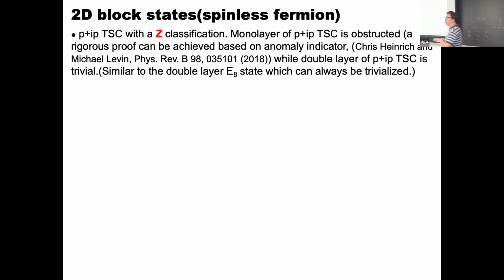In principle, on this 2D block, we can also decorate this p plus ip state, which has a Z classification. But it turns out it's obstructed for this case. For some other cases, we can indeed decorate this Z, and it's also very important to construct this crystalline TI. We sometimes also decorate this kind of integer quantum Hall state. But here in our simple example, we don't need to worry about it. It's just obstructed. You can just check this calculation easily. And even a double layer of p plus ip is also trivial.